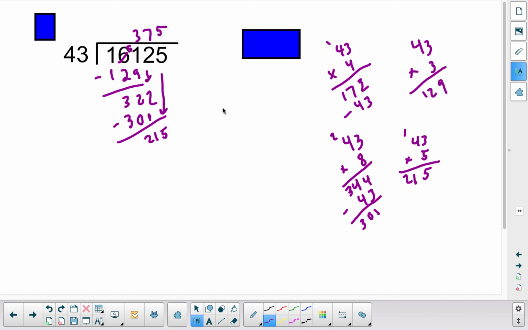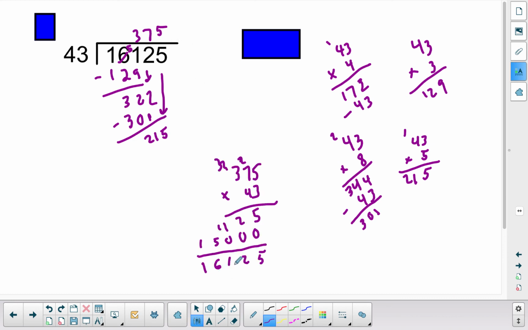To check your work, just multiply 375 times 43. And it looks like it equals 16,125, so I know I did it right.